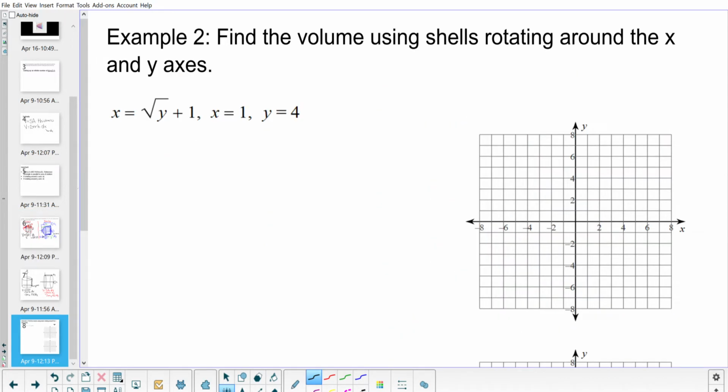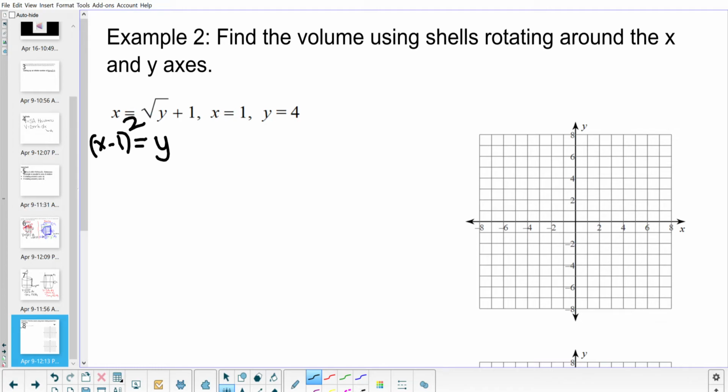Okay, so I have one more example I want to do. I want to find the volume using shells of this bounded area, but I want to rotate it around different axes. Now, when you take a bounded area and you rotate it around a different axis, it's not going to be the same volume because you're creating a totally different three-dimensional figure. Okay, so x equals the square root of y plus 1, which is really, if I subtract the 1 and then square both sides, that would be y equals x minus 1 squared.